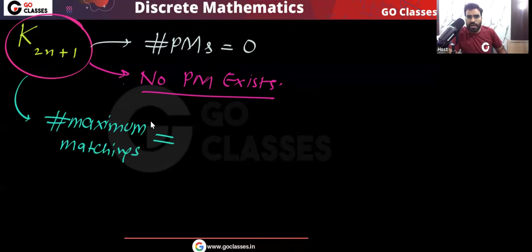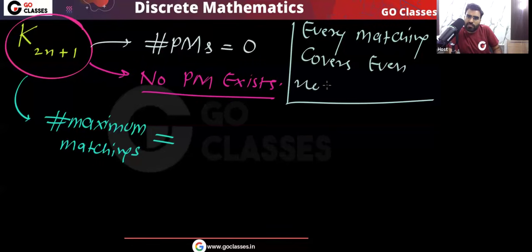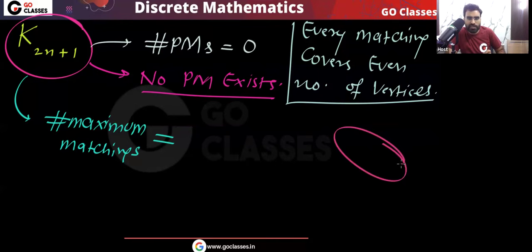You can see that every matching will cover an even number of vertices, that we already know, whatever matching you take. Because remember, in a matching you have edges, pairwise non-adjacent edges. So every edge will cover two vertices, and every two edges are non-adjacent, so they will cover disjoint vertices. So if you have k edges, then 2k distinct vertices will be covered. So every matching will cover an even number of vertices.